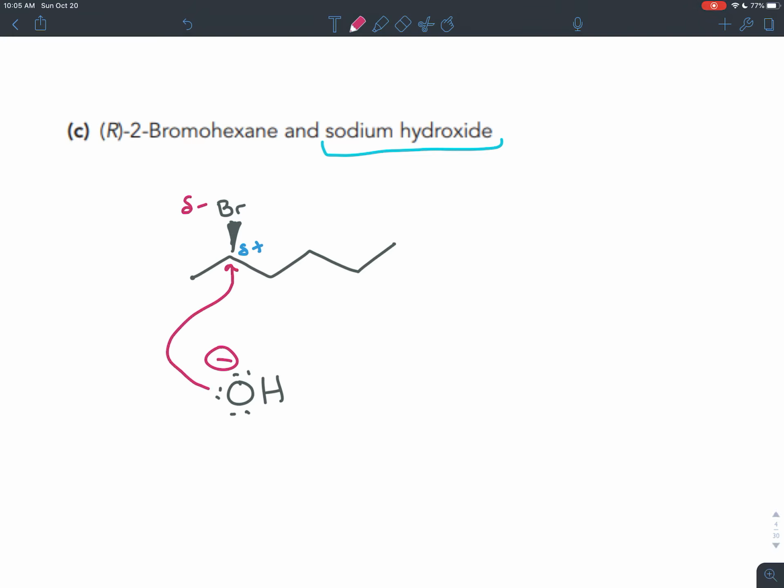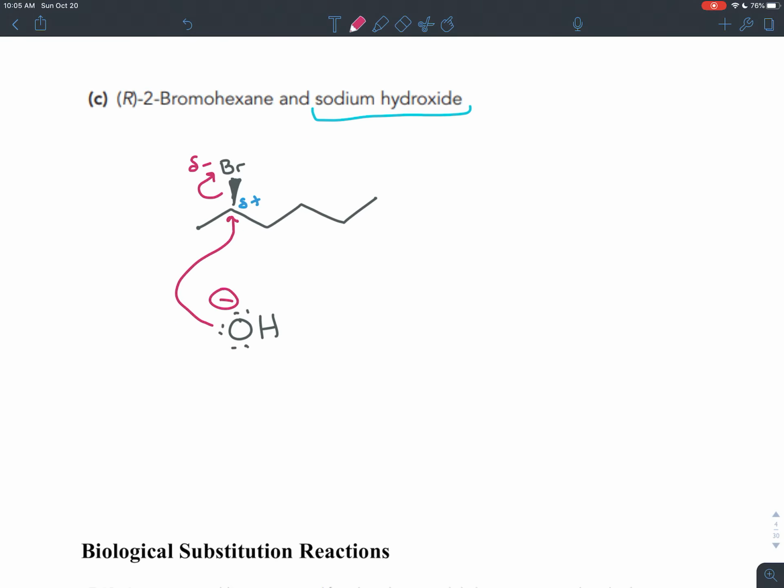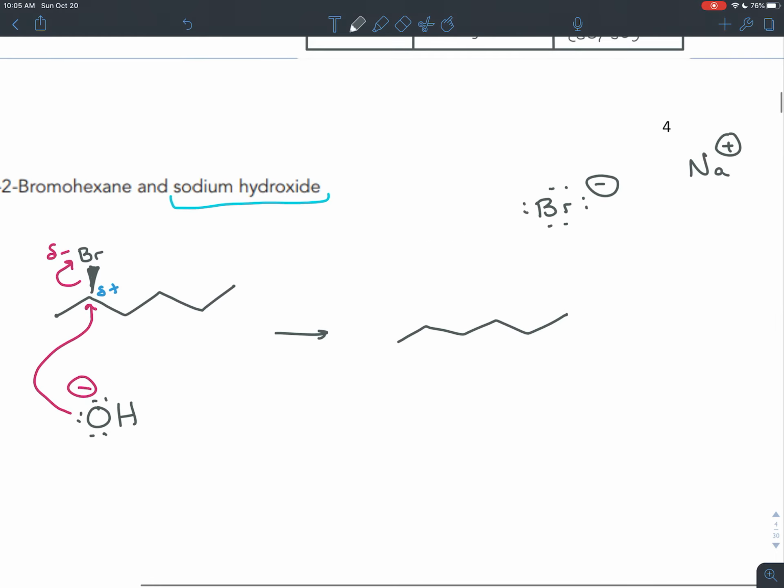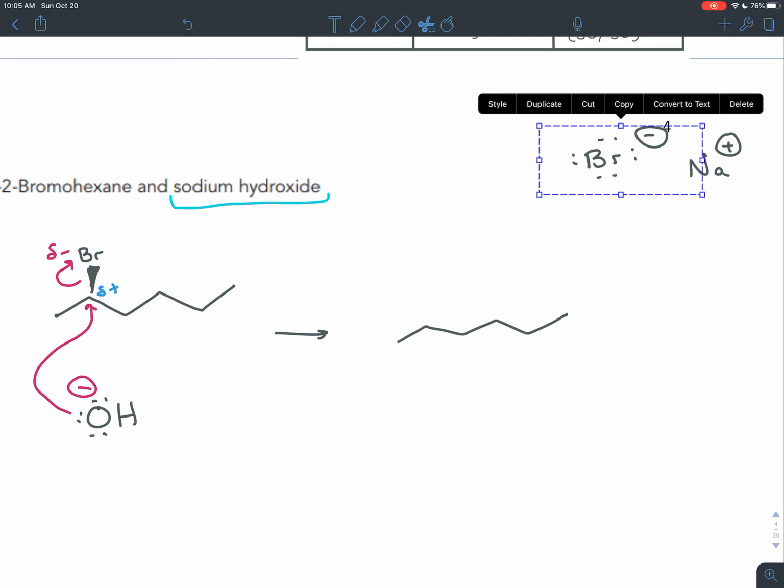Hydroxide swoops in and attacks the electrophile. That's nucleophilic attack. At the same time, because this is an SN2 reaction, that's what it told us in the prompt, we're going to have loss of a leaving group, and so this bromine will take its electrons and pop off of the molecule. So we have nucleophilic attack and loss of a leaving group happening at the same time. That's an SN2 reaction. So we still have all those carbons there. The bromine will have popped off. It'll be living its best life somewhere else in the container. Who knows? Maybe running into the sodium that was in the sodium hydroxide.